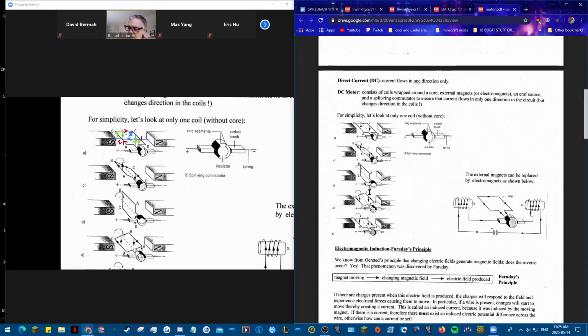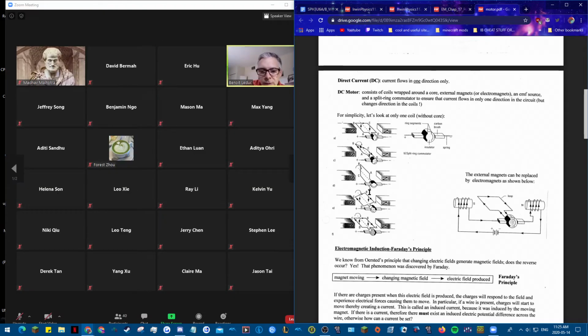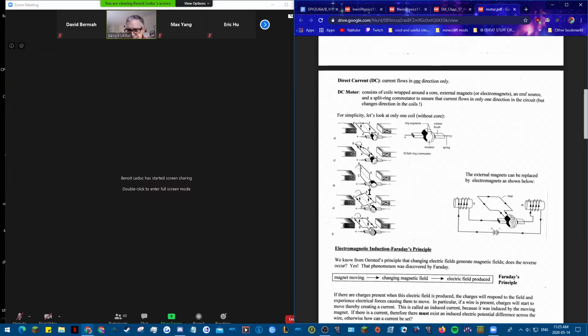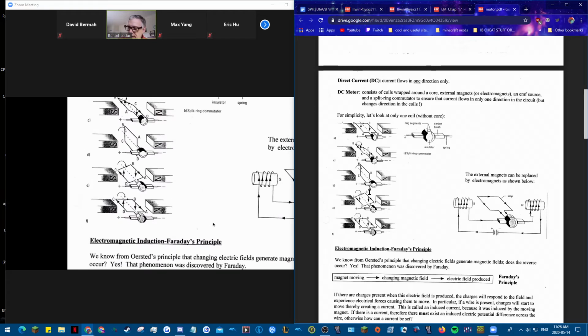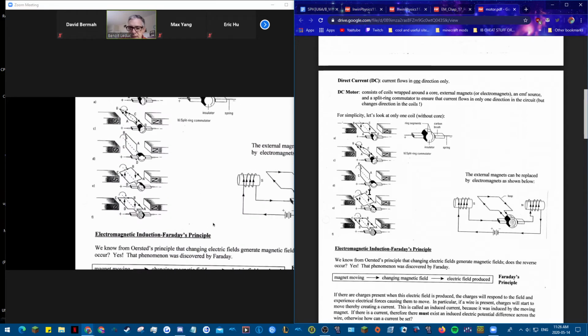I'm going to stop sharing and share it again because it seems to be frozen. The goal of a split ring commutator is to allow the current in the coil to change in such a way that the coil goes in the same direction. If you still don't understand, just look at this in greater detail.